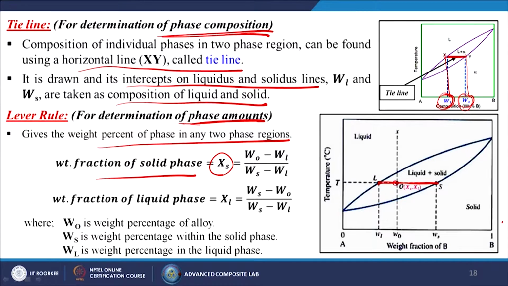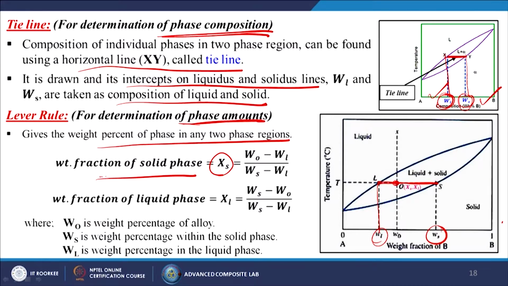Now, I want to know the composition of point O. So, WL is coming from here, and WS is also coming from here. Now, I want to know the point O, suppose it is XS and XL.